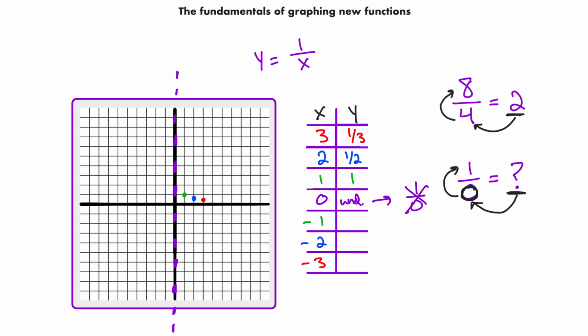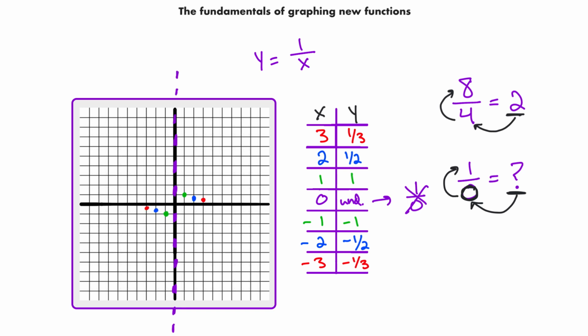When I plug in -1, you're going to get 1 divided by -1, which is -1. So if we go left 1, we'll go down 1. And then if we plug in -2, we would get -1/2. So if I go left 2, I'll go down 1/2. And then if I did -3, I would get -1/3. So if I go left 3, I'd go down 1/3.